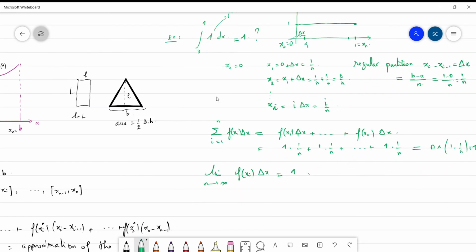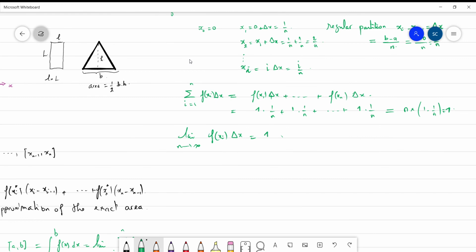Okay, so let's now do another example. Here is the second example. This time let's do the integral of x dx. So my x_i will be the same as this one. So I will have the sum of f(x_i) delta x from 1 to n. So it will be x_i; don't forget the limit. f(x_i) will be x_i, delta x is 1 over n. Now x_i, we said it's i delta x, and delta x is 1 over n.